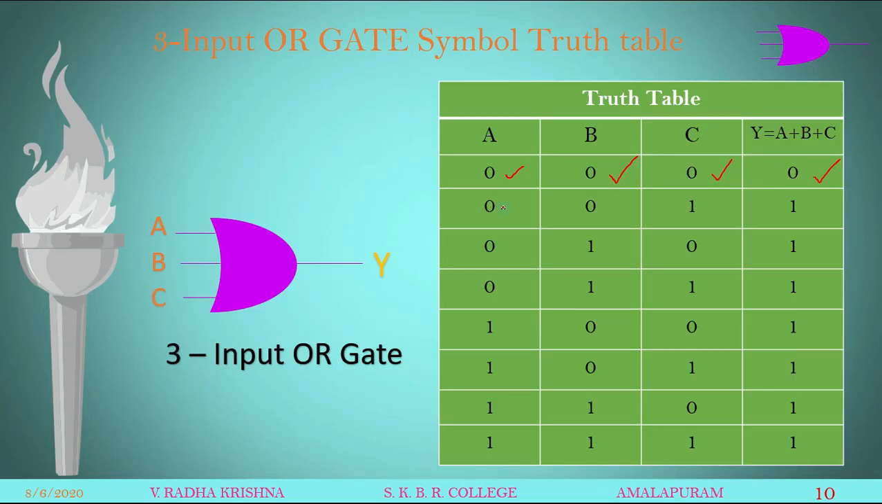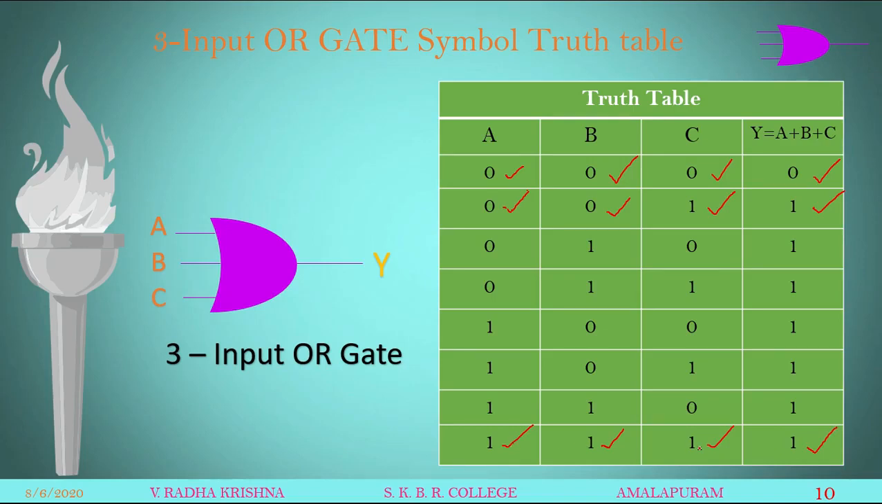Now take the second entry, A is equal to 0, B is equal to 0, C is equal to 1. So by adding 0 plus 1, we will get 1. Hence output of OR gate is high when A is equal to 0, B is equal to 0 and C is equal to 1. Now take the last entry, A is equal to 1, B is equal to 1 and C is equal to 1. Here 1 means high. By adding high, high and high, we will get a high value that is represented by 1. Hence y is equal to 1 for A is equal to 1, B is equal to 1 and C is equal to 1.